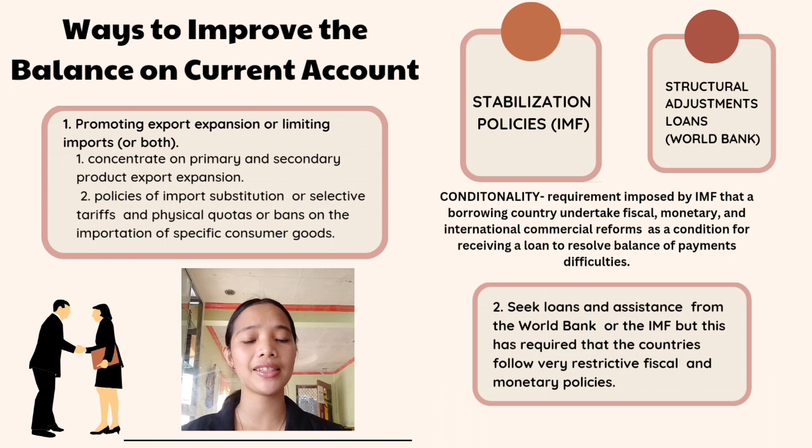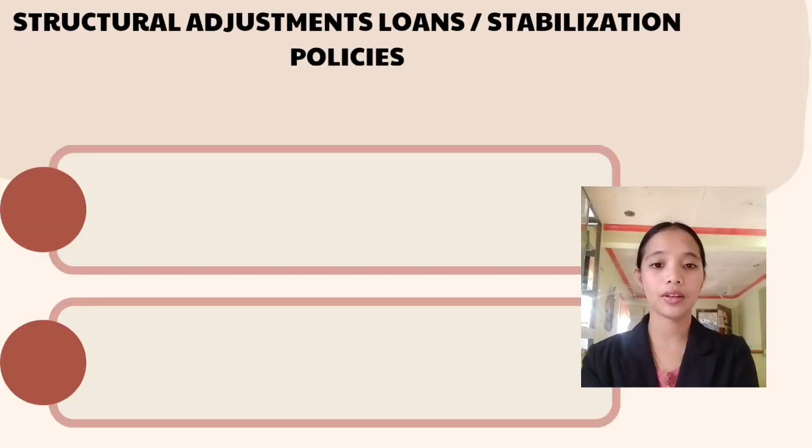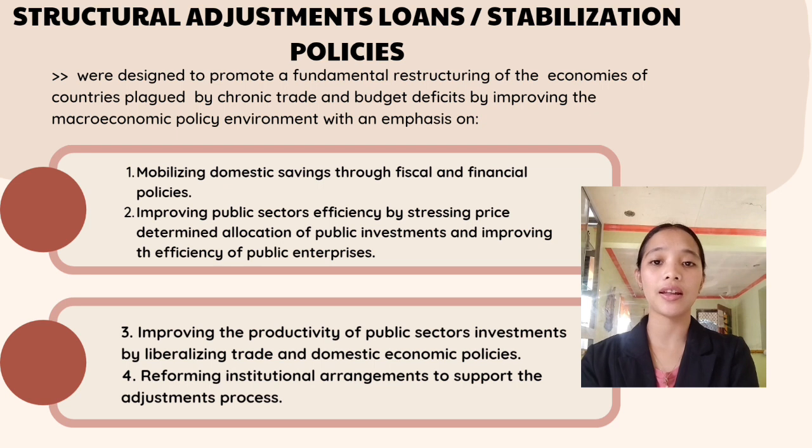So, the focus of this solution is debt and finance. Since developing countries took on a lot of debt, the World Bank created policies. These have been called stabilization policies by the IMF and termed structural adjustment by the World Bank. These two policies impose a requirement called conditionality. Conditionality is a requirement imposed by the International Monetary Fund that a borrowing country undertake fiscal, monetary, and international commercial reforms as conditions for receiving a loan to resolve balance of payment difficulties.